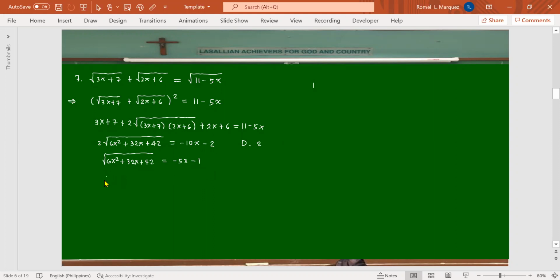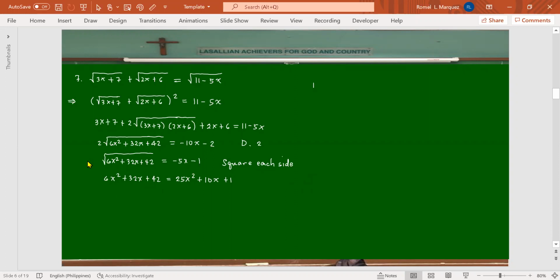Let's now square. 6x squared plus 32x plus 42. And that is equal to, what's the square of the other side? 25x squared plus 10x plus 1. Am I correct, children? Yes, sir. Square each side.